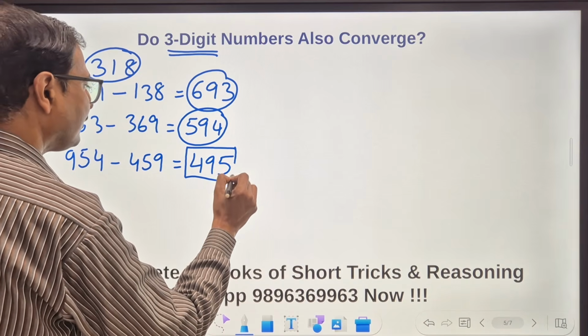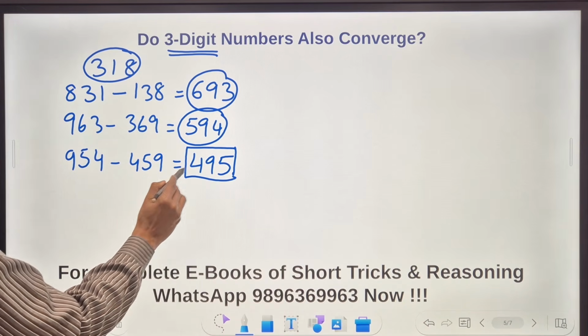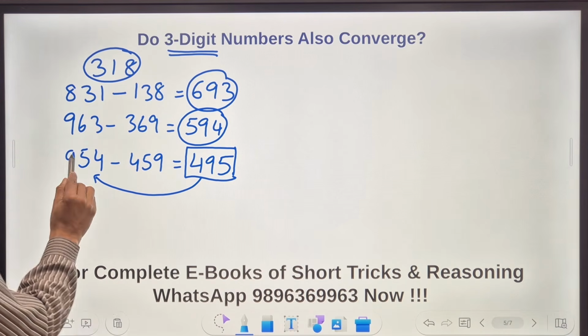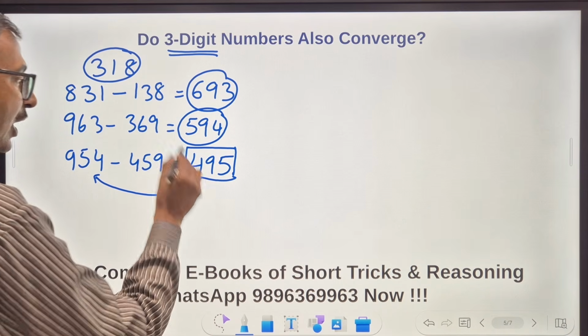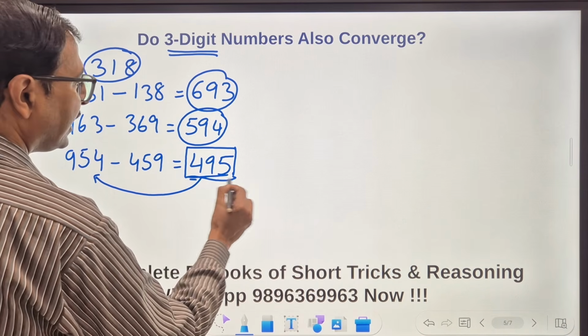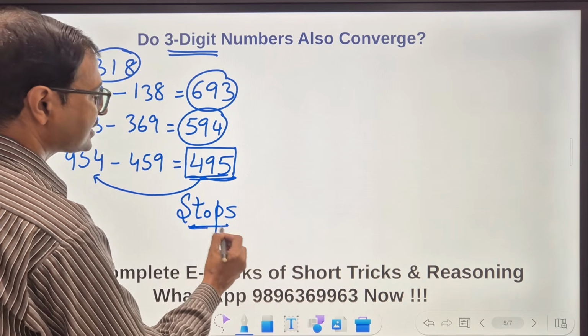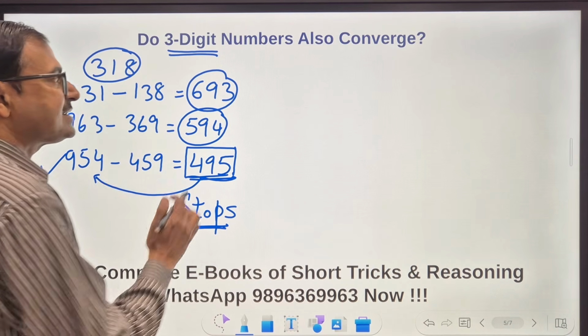495. Now I put it in a rectangle here because if I do it once more, I will go back to the same step. You can check. 954 is the largest number and 459 is the smallest number. So after getting 495, the process stops here because I am going to circulate here only in this particular step.